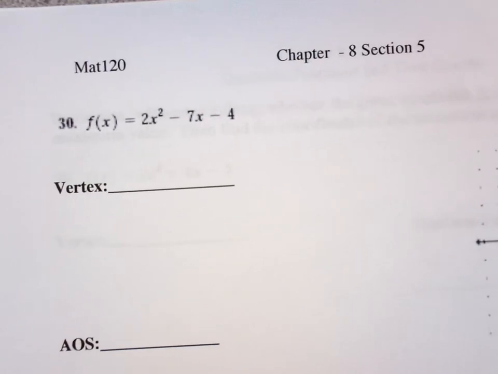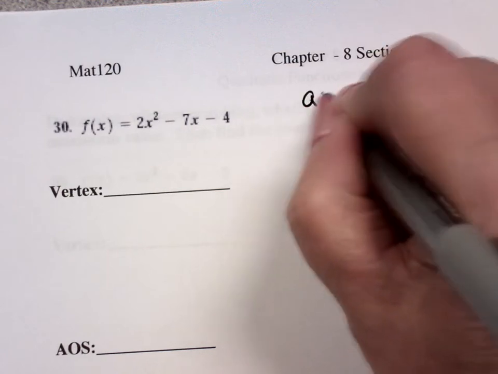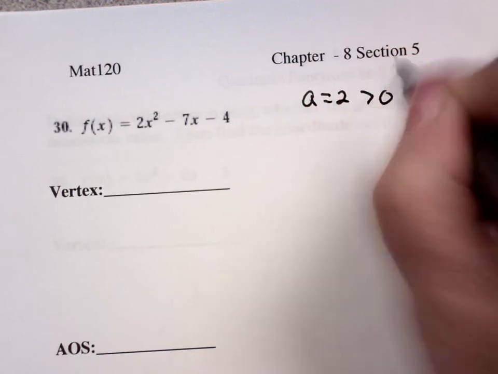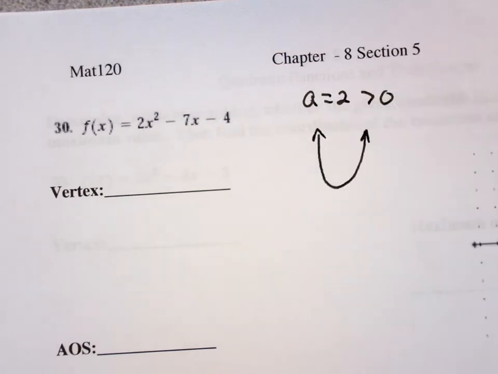It's going up. Yeah, U-shaped graph that opens up. Leading coefficient is 2, so it's positive. So it's going to look like this, which means it's going to have a minimum.